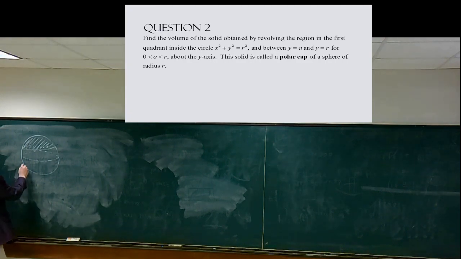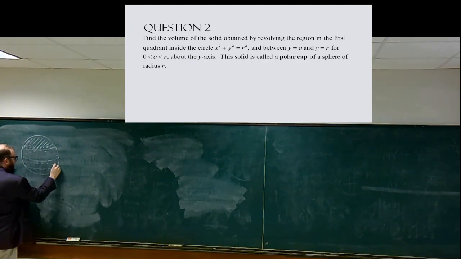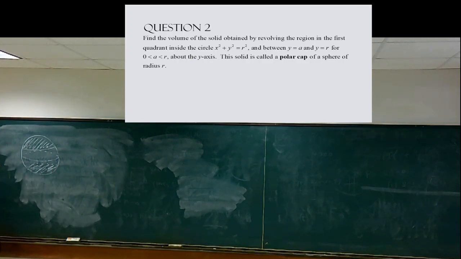Right, because I could also have it down here, which would also be a polar cap, right? If I look at this region, that would also be a polar cap. That's how we can form it. Take the region in the first quadrant inside a circle of radius r. So if our sphere is radius r, we just take the first quadrant quarter circle of radius r, between y equals a and y equals r. A is some positive value in this case.